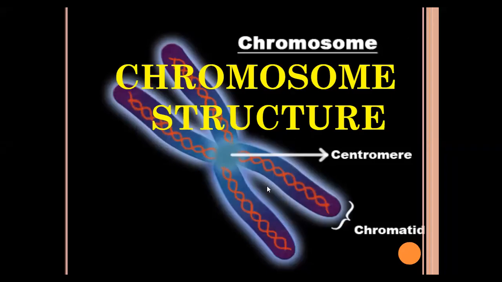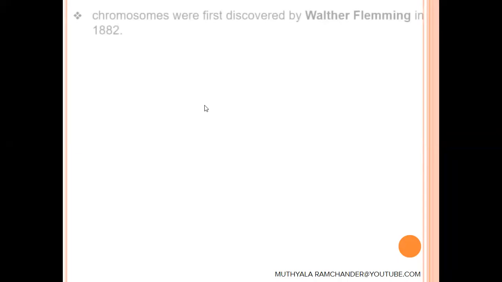Chromosome structure. Generally, eukaryotic cells contain chromosomes in the nucleus. Chromosomes were first discovered by Walter Fleming in 1882.